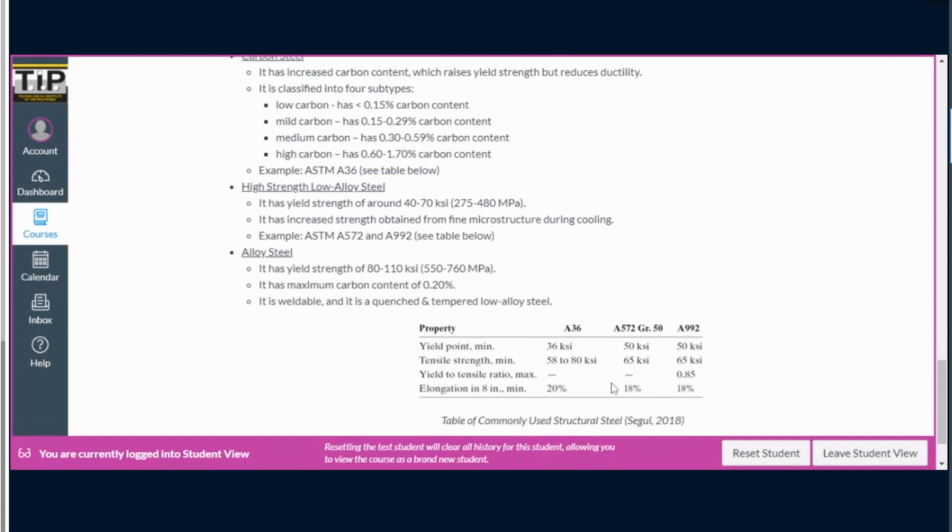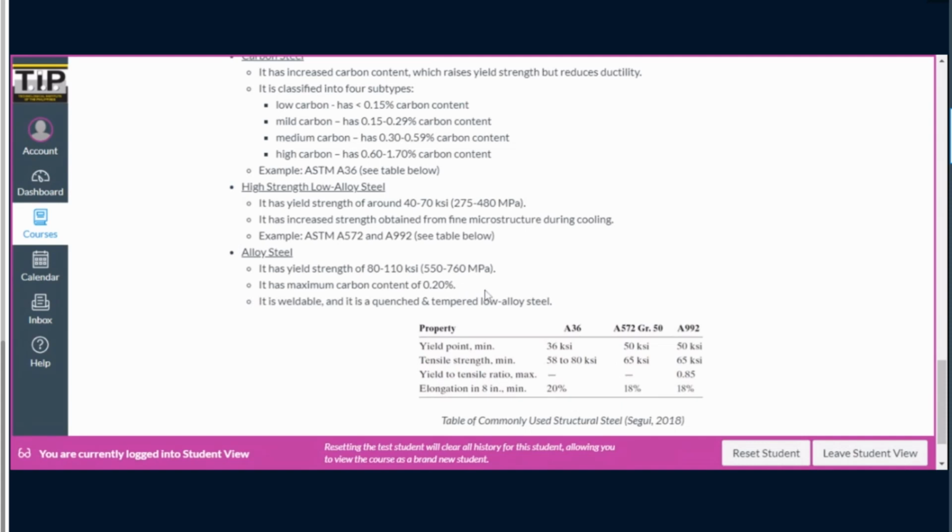So these two. Okay. And then lastly, we have the alloy steel. This is just a more improved version of this high strength low alloy. The yield strength shoots up to 80 to 110 KSI. It has a maximum carbon content of 0.2%.